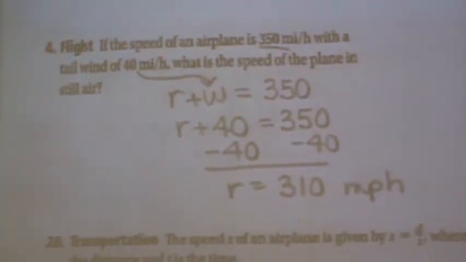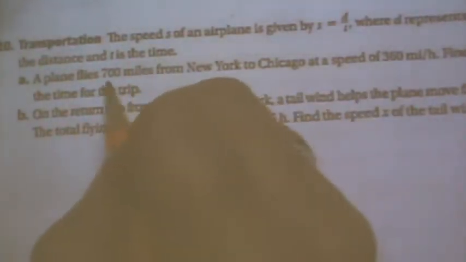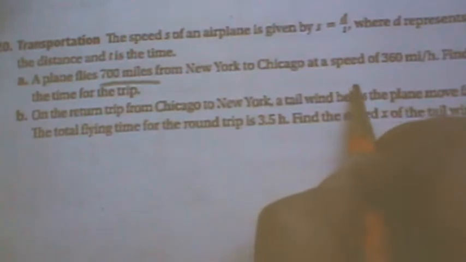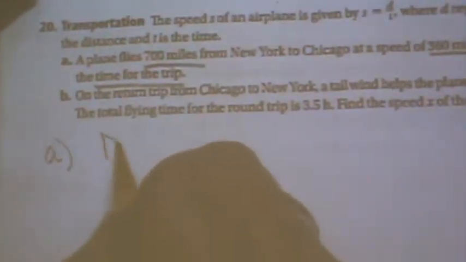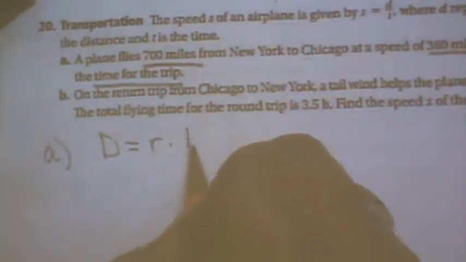Number 20. The speed of an airplane is given by S is equal to D over T, where D represents the distance and T is the time. So the first question is just a simple distance is equal to rate times time. So if a plane flies 700 miles from New York to Chicago at a speed of 360, what's the time? They're not talking about wind or anything. What's the formula here? Distance is equal to rate times time.